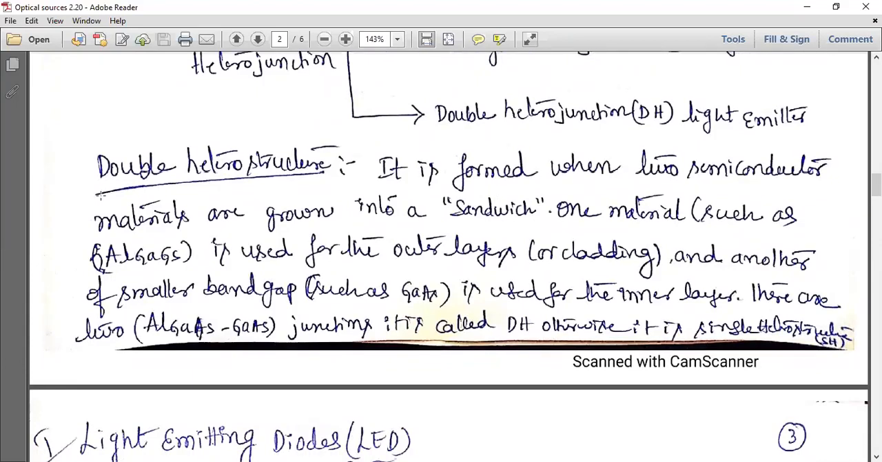The double heterojunction structure is formed when two semiconductor materials are grown into a sandwich with one material giving one layer. If two similar types of heterojunctions are there, then it is called a double heterojunction.